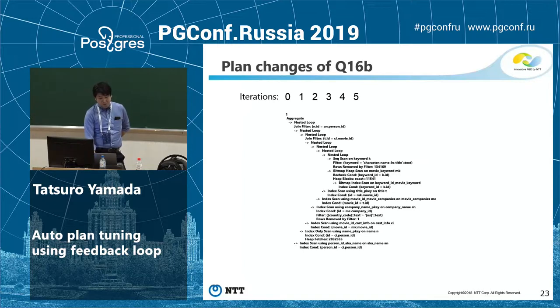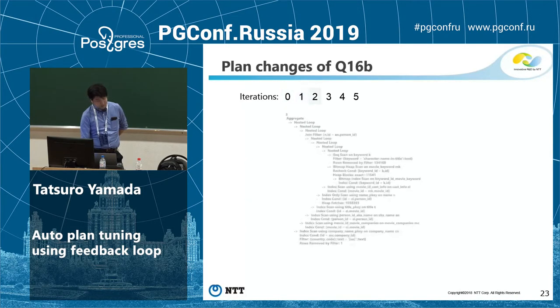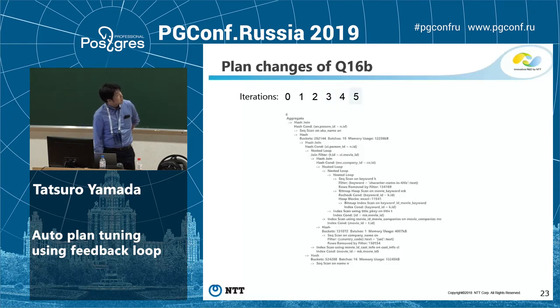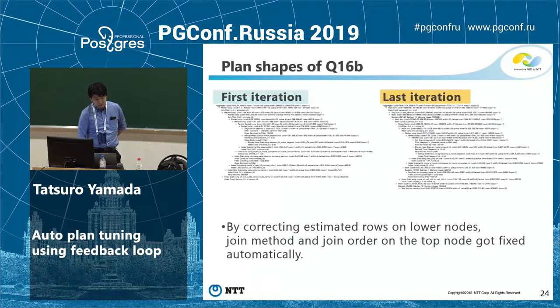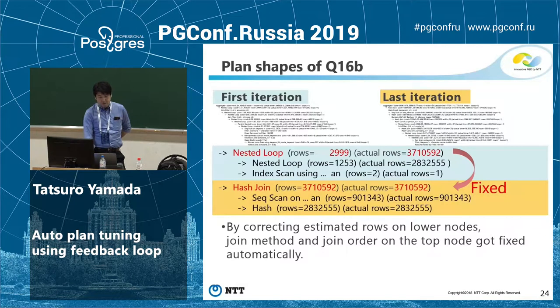I created an animation. It shows the changing plan in each iteration. You can see plan shapes are changing. If you enlarge plan nodes, you can see that estimated rows match the actual rows. This is proof of correction by this extension. In this example, as a result of correcting the estimated rows, the planner judges the hash join is more appropriate than nested loop, therefore execution time has been shortened.